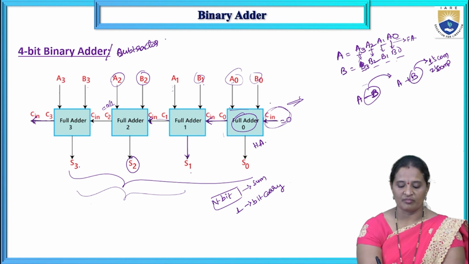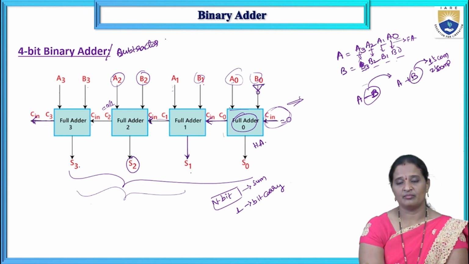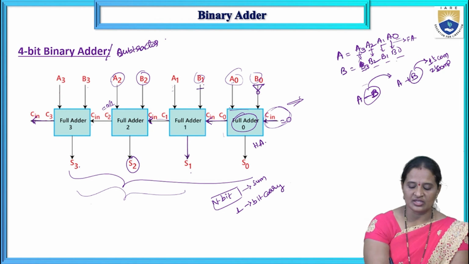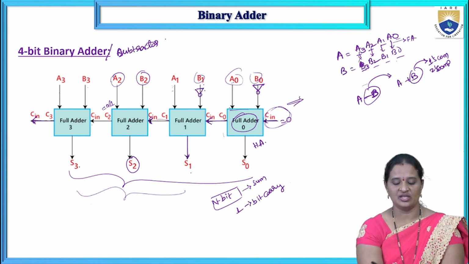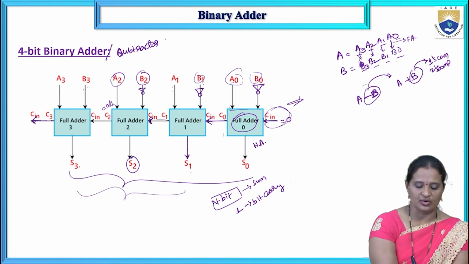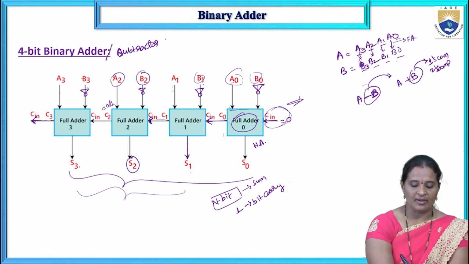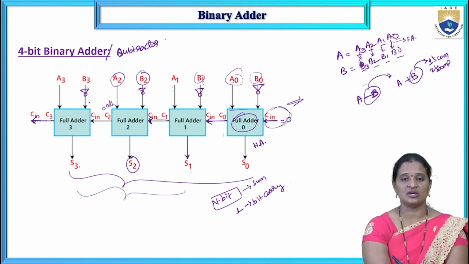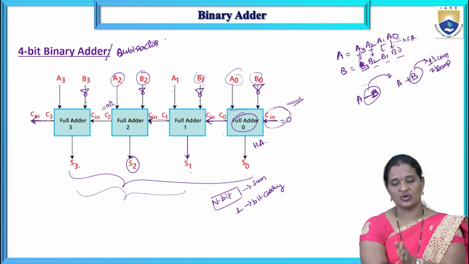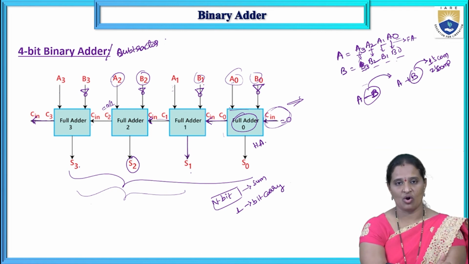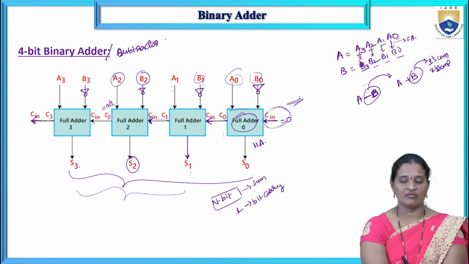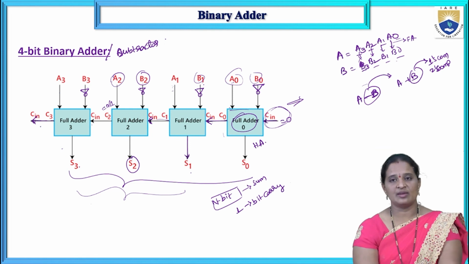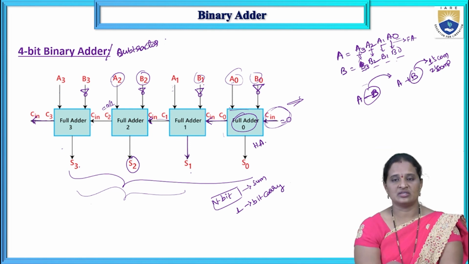How to get the complement of B? By just adding an inverter to each B input of each full adder. If I add an inverter, before applying that particular bit B to the full adder, it gets complemented. The inverter performs the complementation operation, changing zeros to ones and ones to zeros, which is nothing but getting the ones complement. So the ones complement of a negative number will give you a positive number. Now it will be added together.